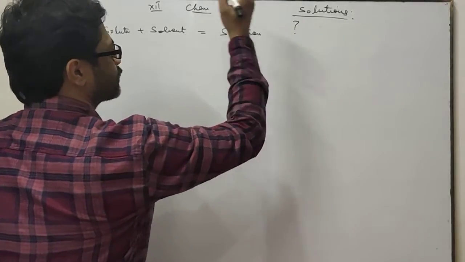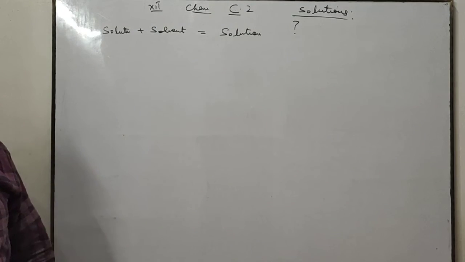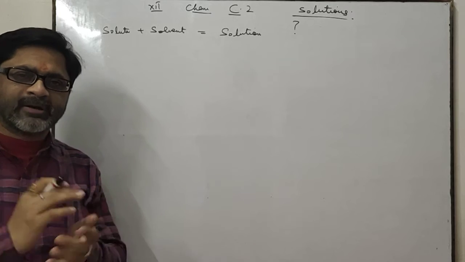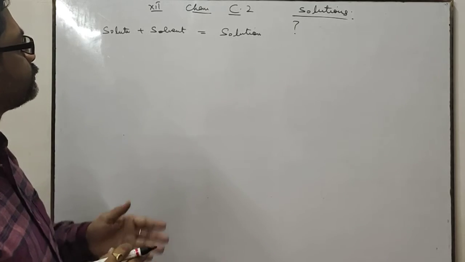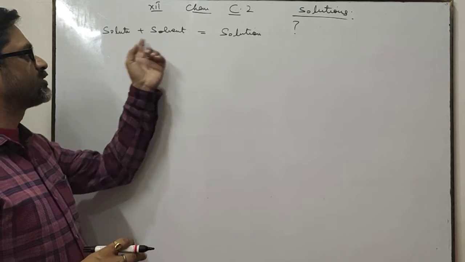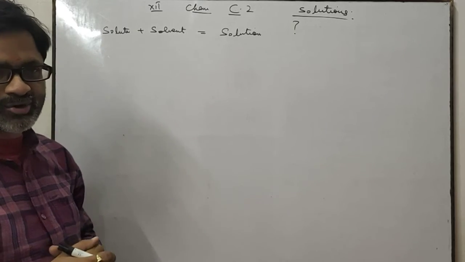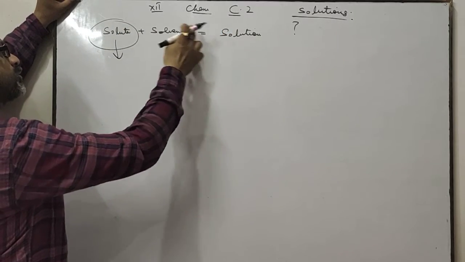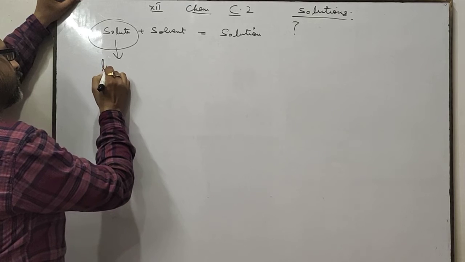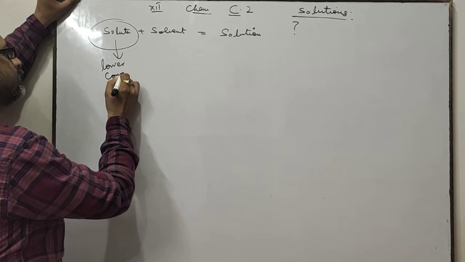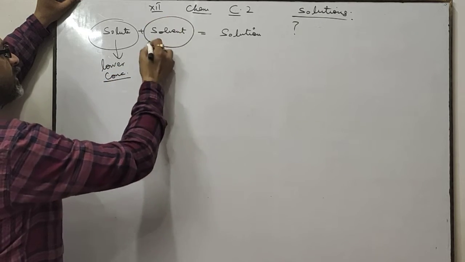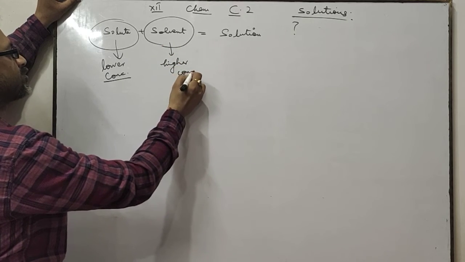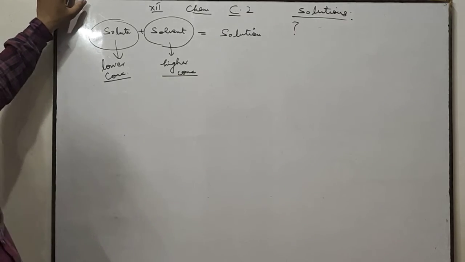What is the definition of a solution? You have already read about this in class 11th. The homogeneous mixture of two or more components is called a solution. Generally, a solution contains two components, solvent and solute. What is solute? Solute is that component of a solution which is in lower concentration, means less amount. That component of a solution which is in higher concentration is called solvent.